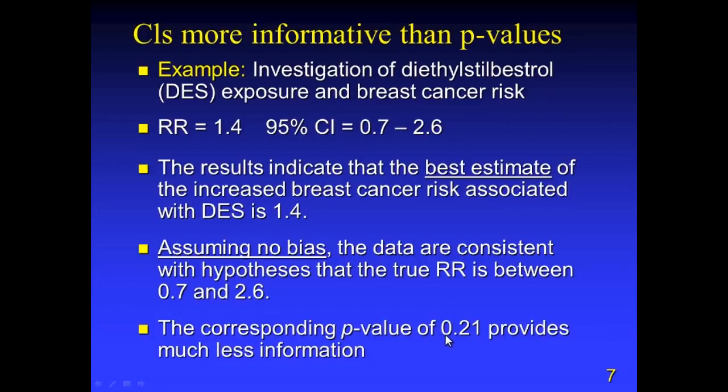So the fact that the confidence interval includes the null value tells us the p-value is greater than 0.05, but it doesn't actually give us the exact p-value. So if we want the exact p-value, we have to display that as well. It's good to present both the confidence interval and the p-value, but the confidence interval presents more useful information, generally speaking.